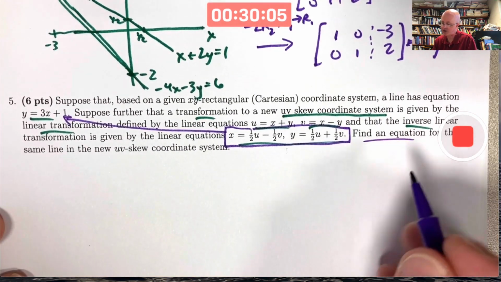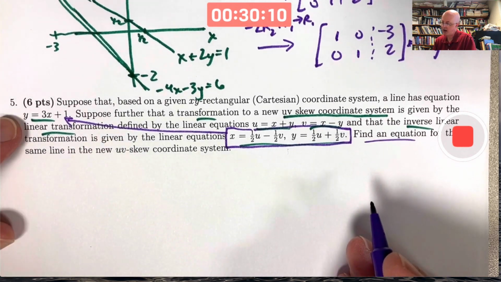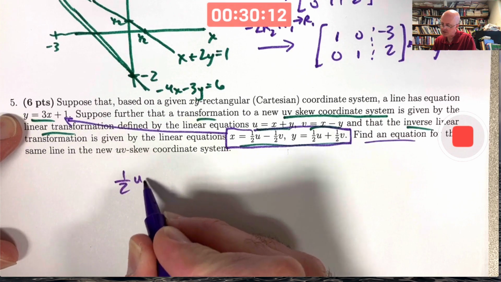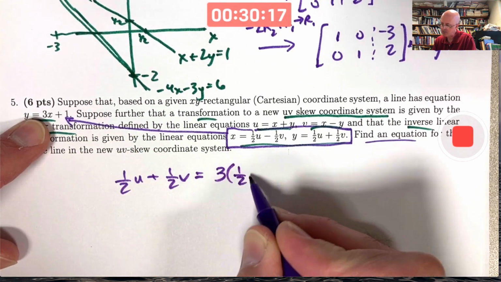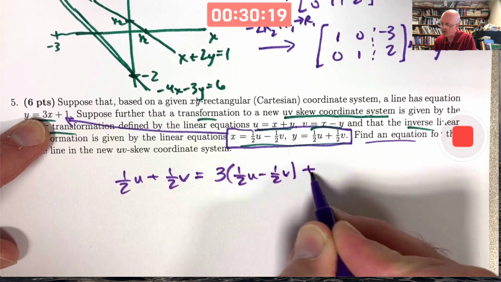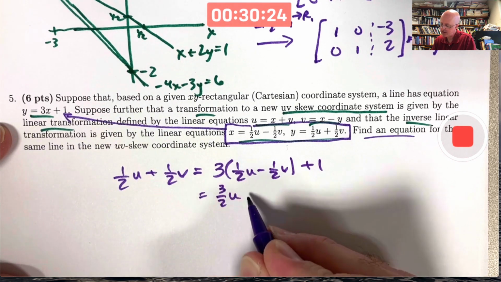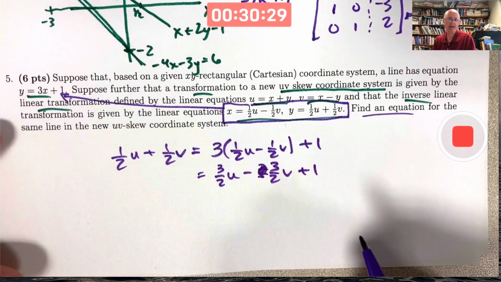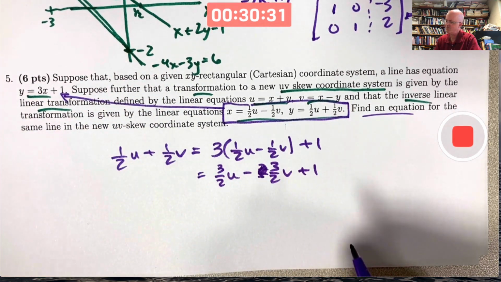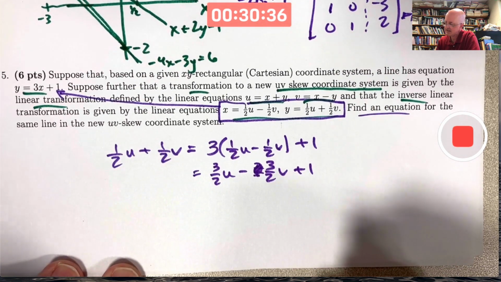Since I said find an equation, you actually don't even have to simplify, but I could ask you to simplify. So replace y with 1/2 u plus 1/2 v. Replace x with 1/2 u minus 1/2 v. Add 1. Okay, there's an equation. Let's simplify. Multiply the 3 through. And probably good to say solve for v as a function of u. That's probably a good idea in the new coordinate system.